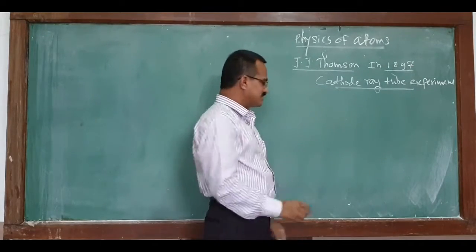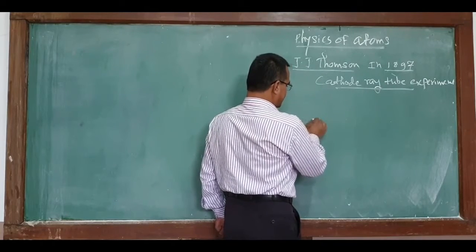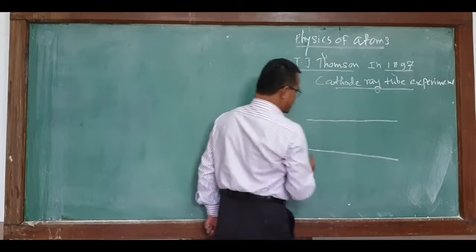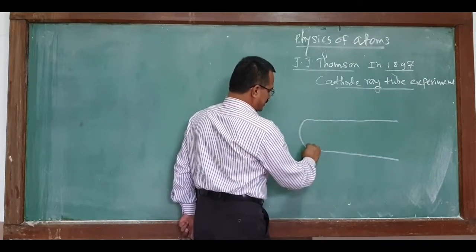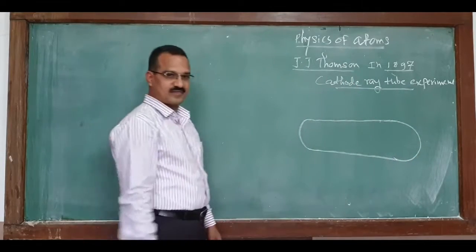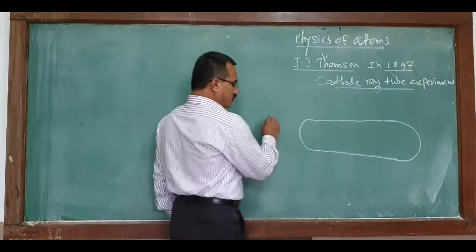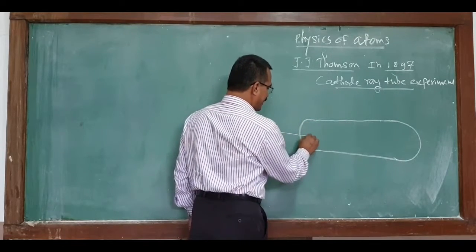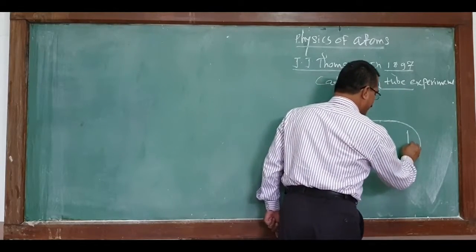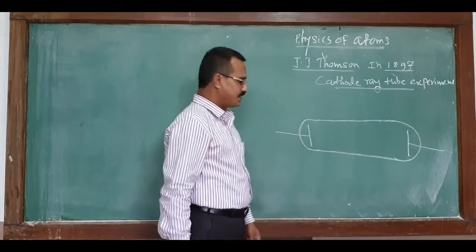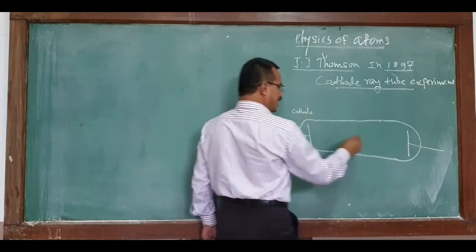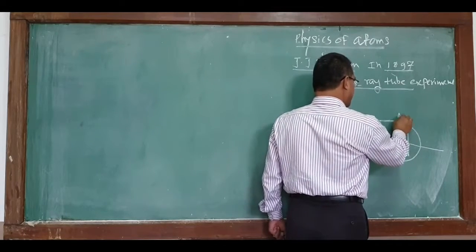Cathode ray tube means a simple glass tube sealed at both ends. Within this glass tube, two electrodes are fixed at each end. One electrode we call a cathode, another electrode we call an anode.